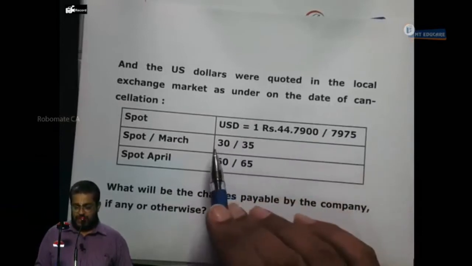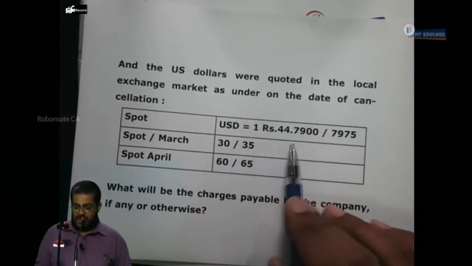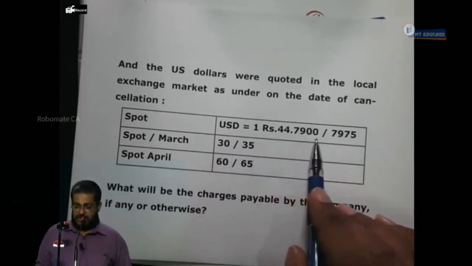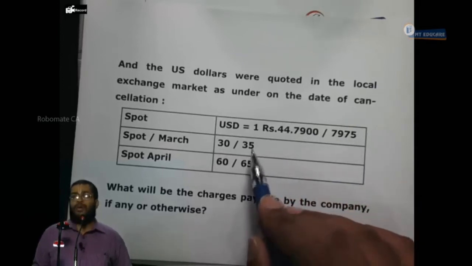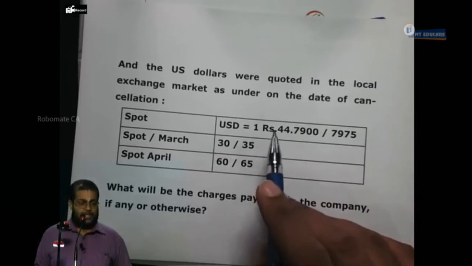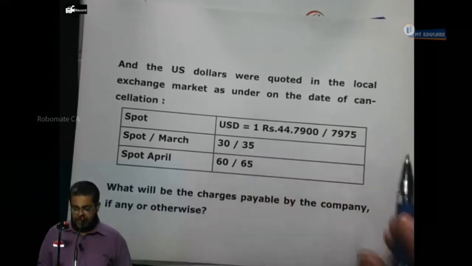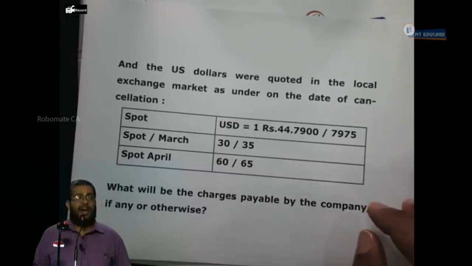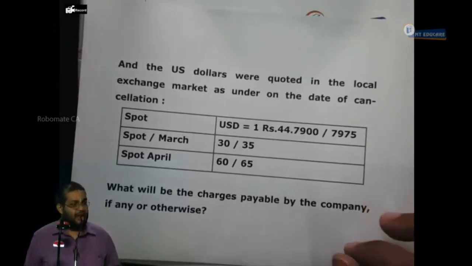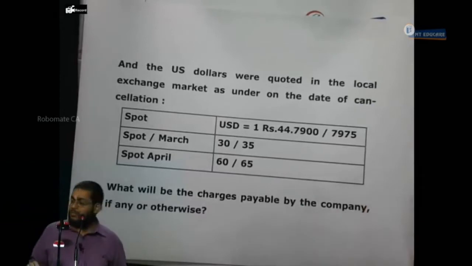Now, continue. The US dollar is quoted in the local exchange market as under on the date of cancellation. Spot $1, 44.7900 and 44.7975 rupees. Do I require the forward rates? No. I want to do the spot cancellation now. What will be the charges payable by the company, if any? Can we start or not? No. Let's do the problem together.